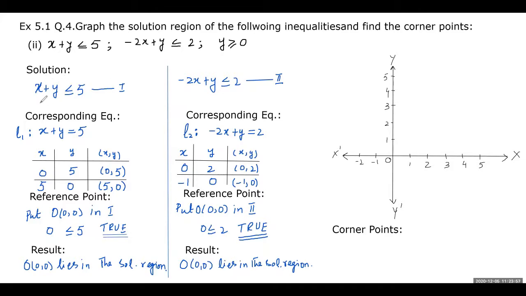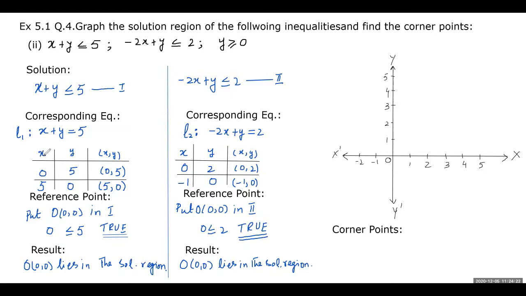We start the solution. We take the first inequality and we name it as number 1. We write its corresponding equation. For that, we simply replace the inequality sign by the equals sign. As a result, we get x plus y equals 5. You know that these linear equations represent straight lines. So I have named this as L1. The line represented by this will be L1.